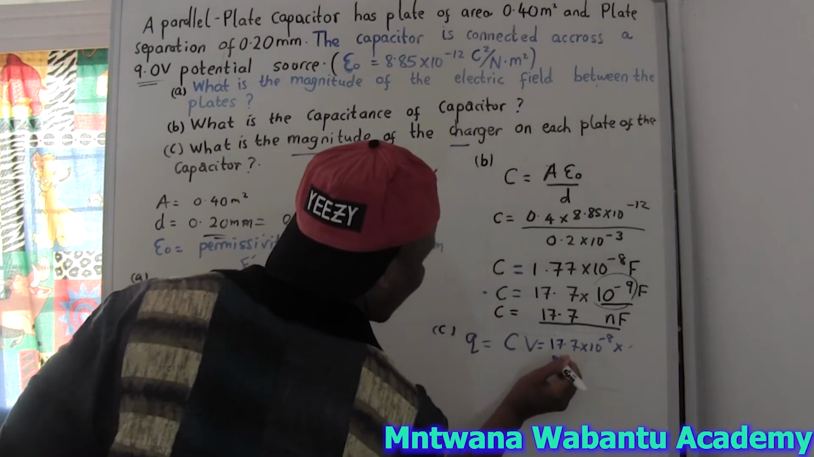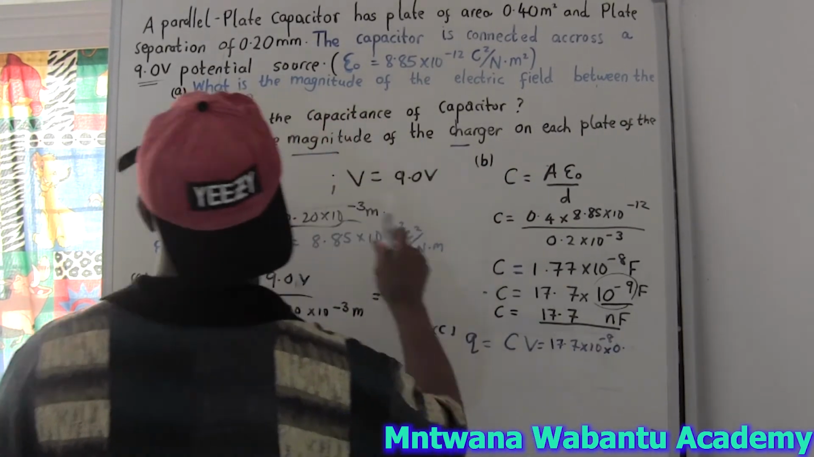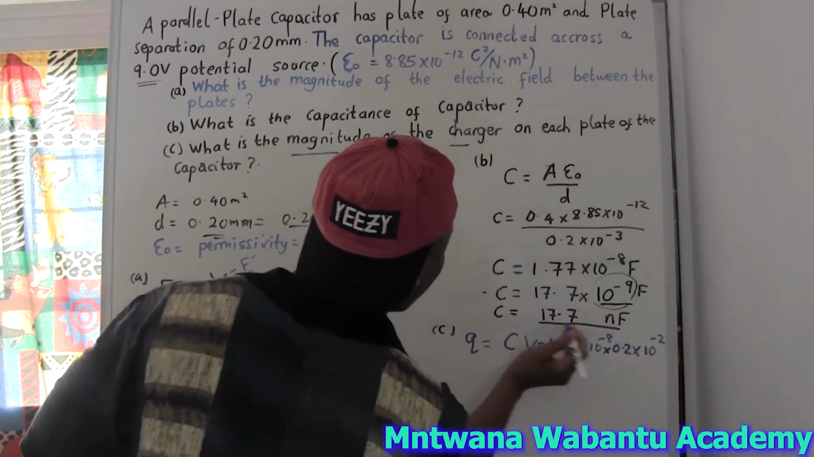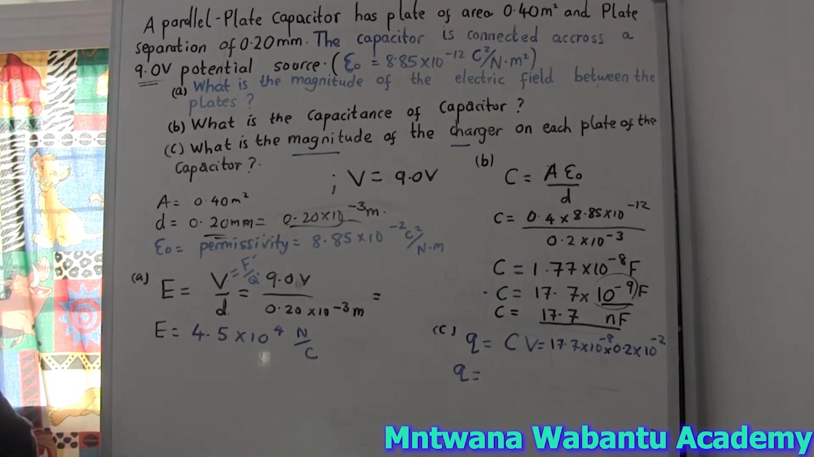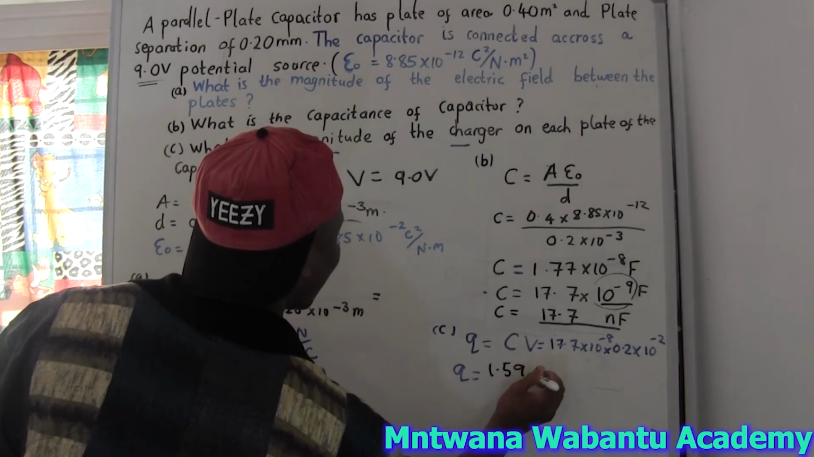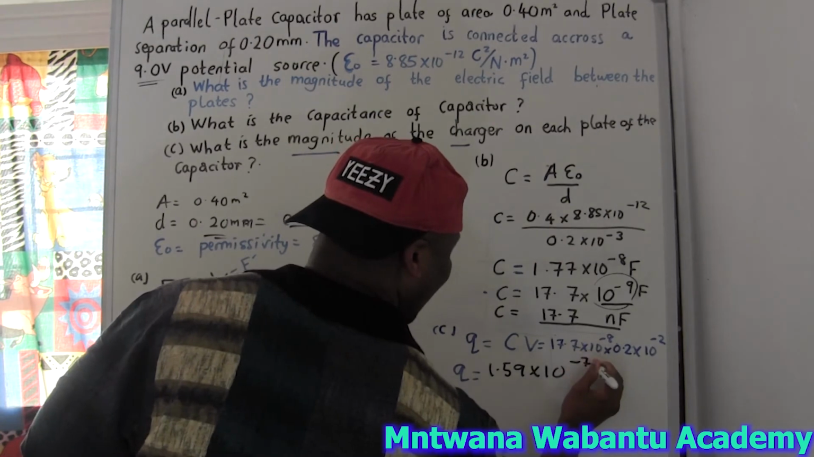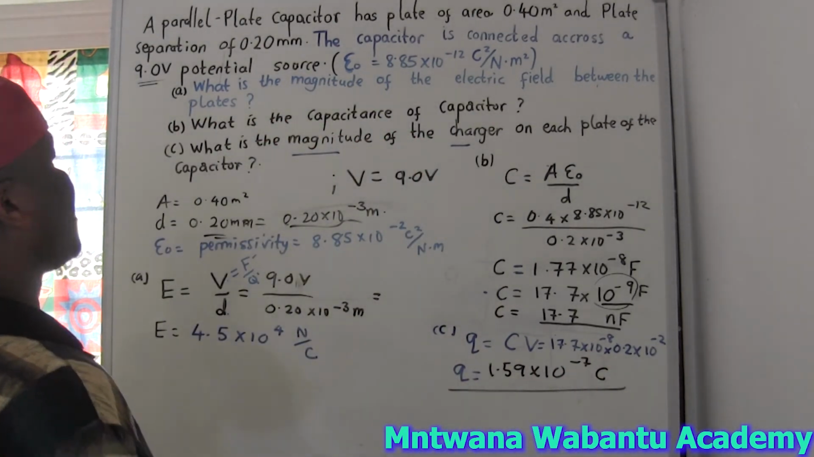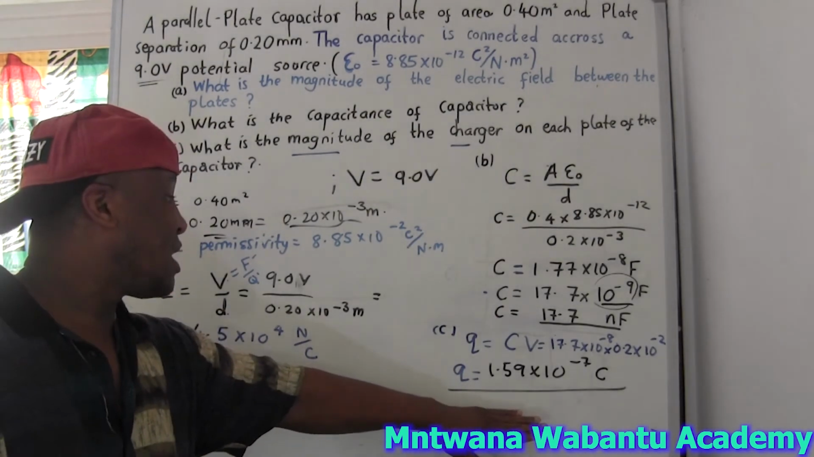Oh, the space is enough. So I'm going to say times 0.2 times 10 power negative 2. So our coulomb is going to be, let's plug it into the calculator, 1.59 times 10 power negative 7 coulomb. So this is the quantity of charge, or magnitude of charge, that each plate is going to have.